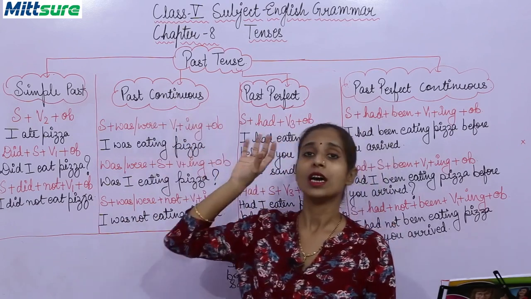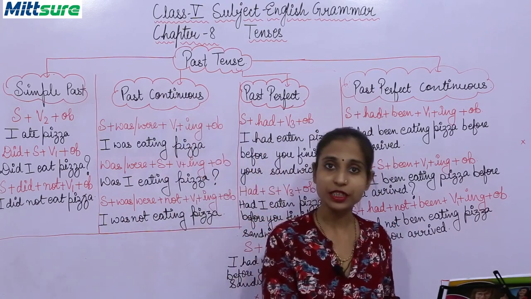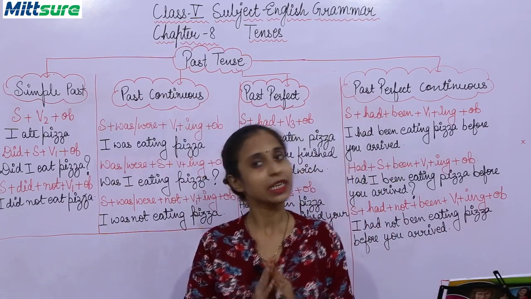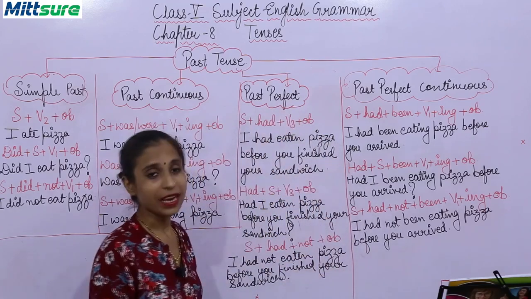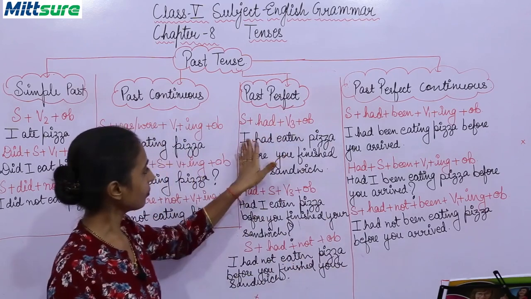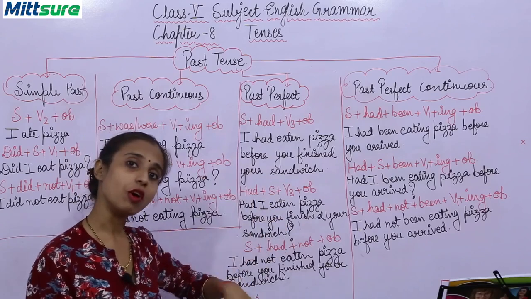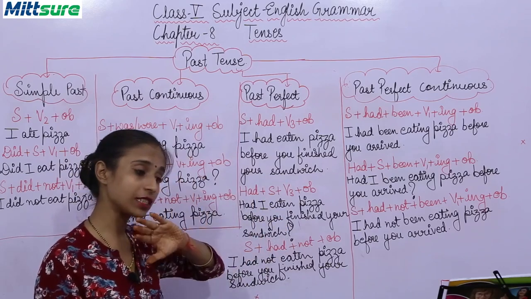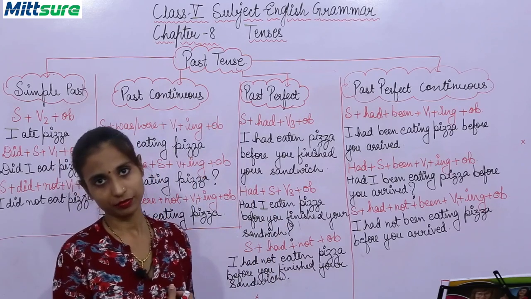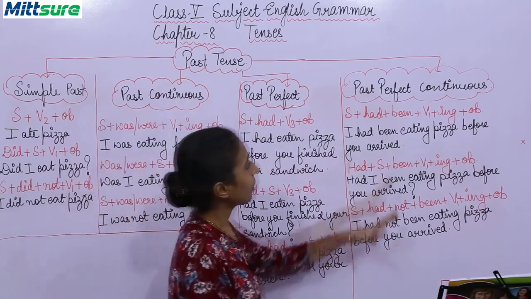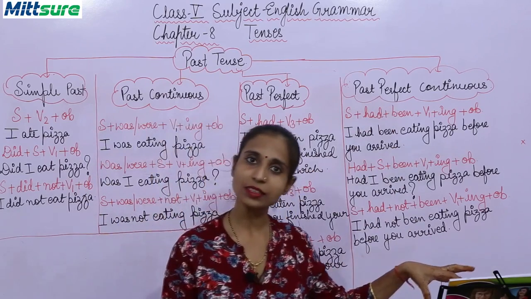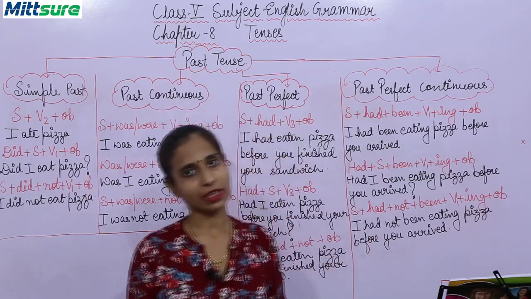Past continuous talks about a job which was in continuation in the past at some time, but now it is not in continuation, the job has been completed. Then past perfect tense tells you about a work which has been completed before another job started. All right, past perfect continuous tells you the work which was in continuation in the past till another job started.